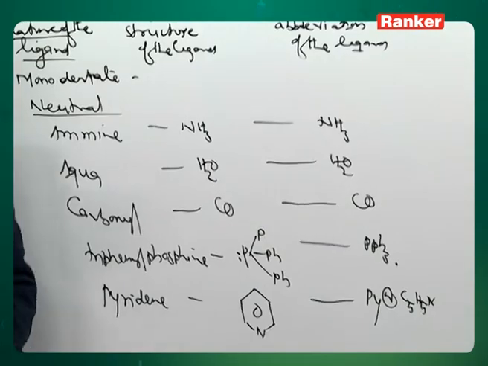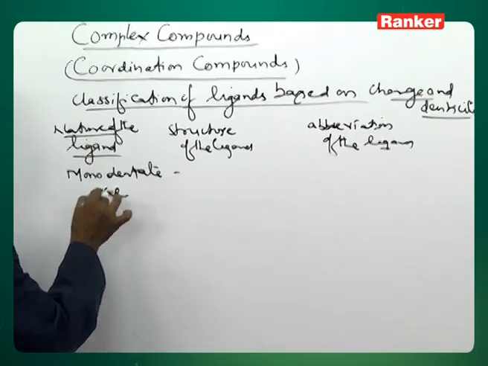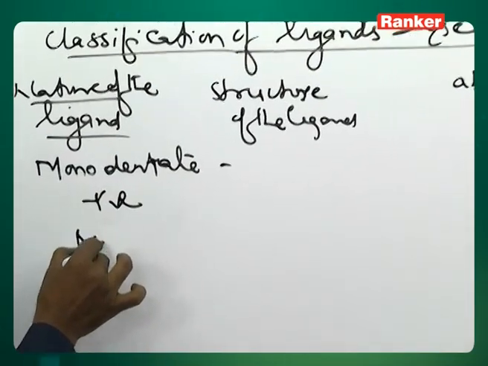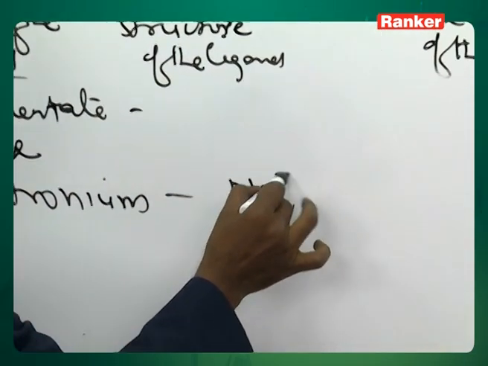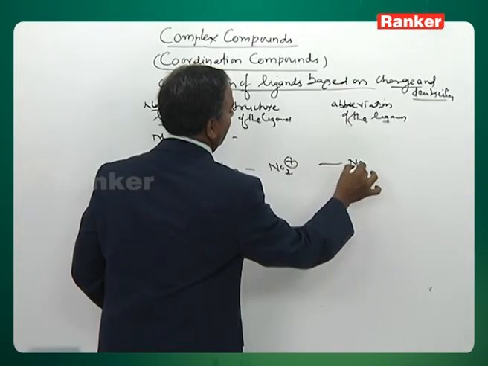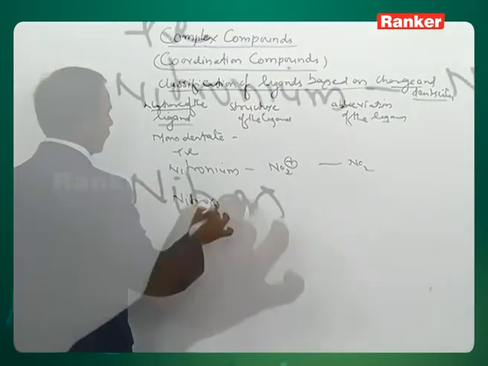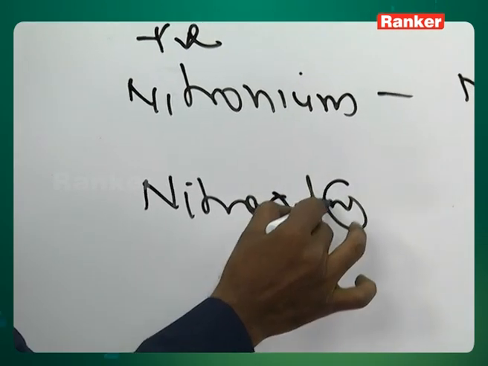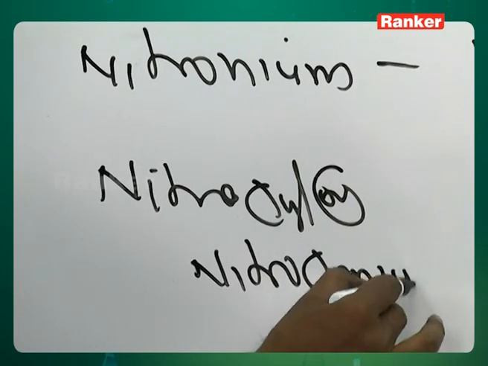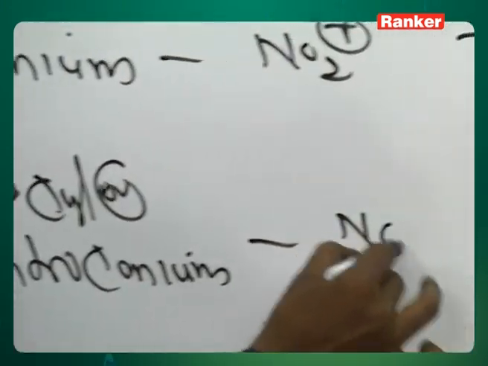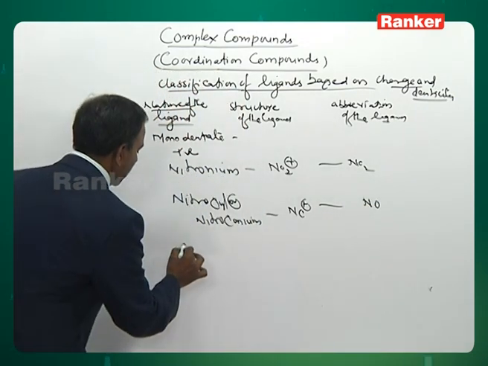And again, monodentate positive ligands are also there. Let me show monodentate positive ligands. Consider nitronium. Nitronium is simply NO2 plus, represented as NO2. And nitrosyl, or we can also call it nitrosonium. Nitrosyl or nitrosonium is NO plus, represented by NO. The next one, hydrazinium.